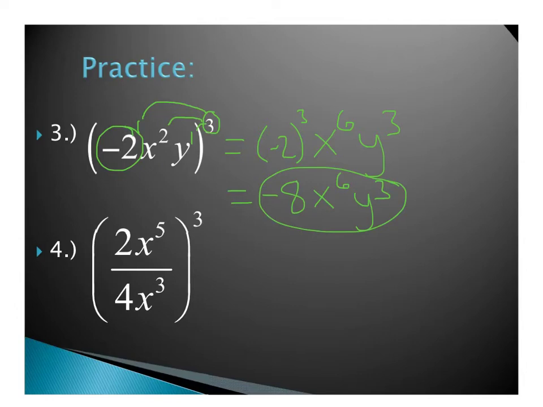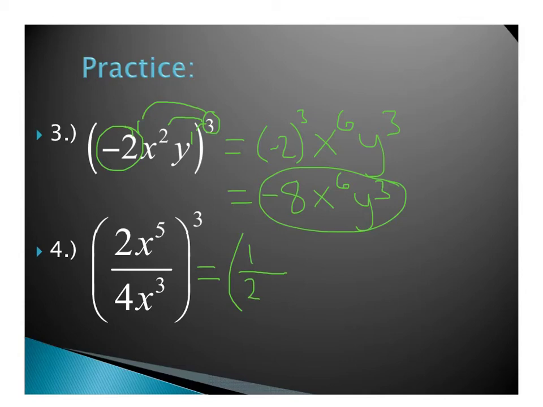This next one looks like it's got a lot going on. It's going to be really tricky. But there's some things we can do early on to help ourselves out. First thing I like to do is I like to simplify inside the parentheses. Well, 2 over 4 is just 1 over 2. That's easy. Then I have x to the fifth over x to the third.